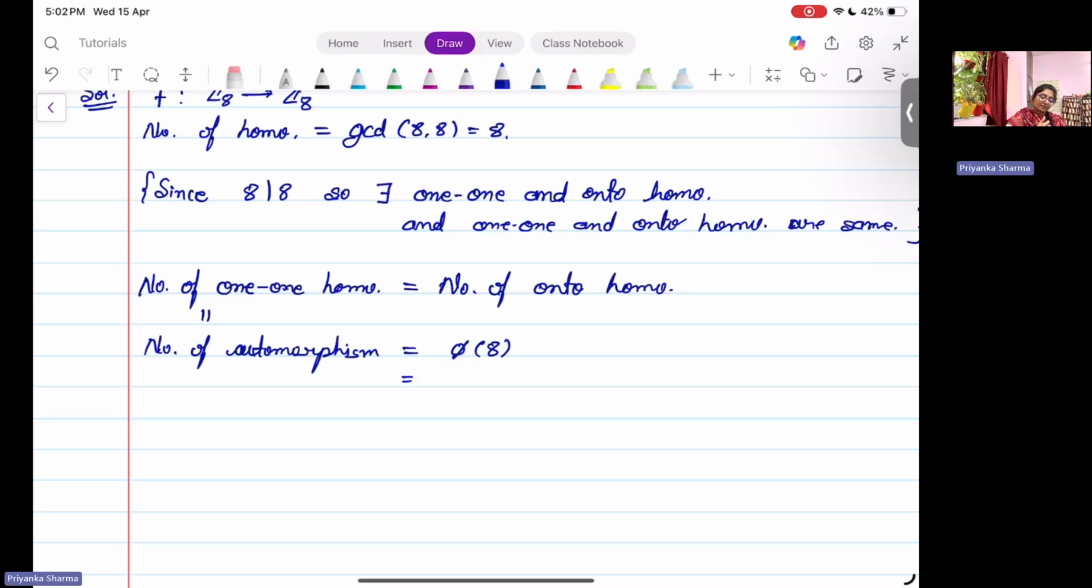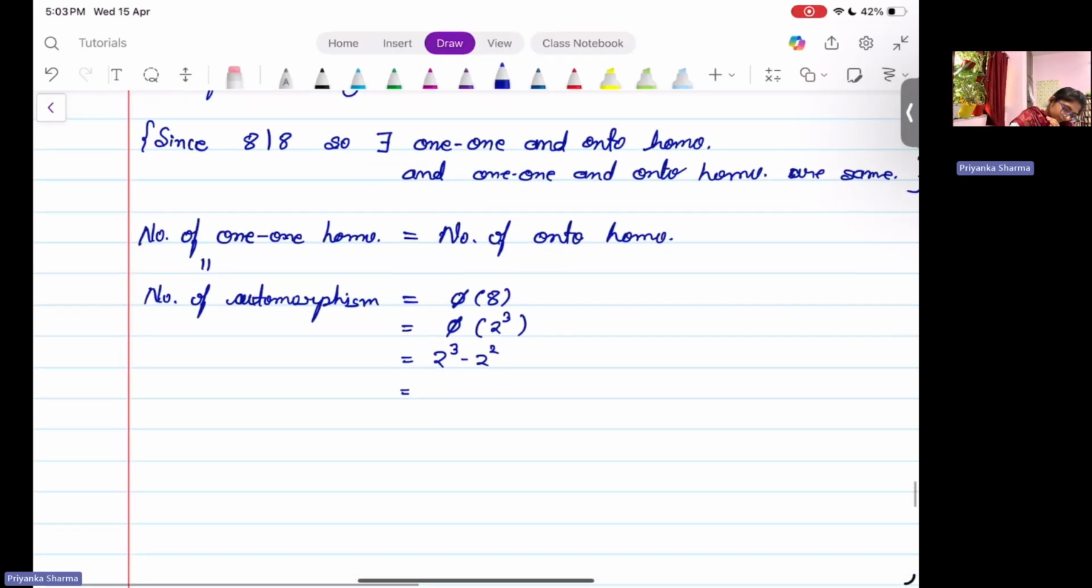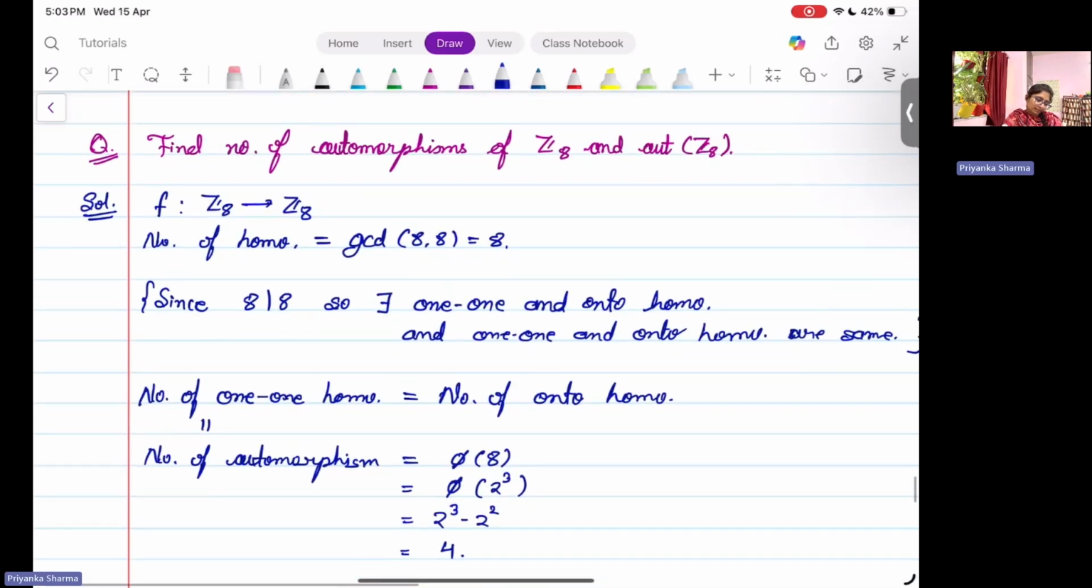What is phi of 8? Let me write how to calculate it. This will be phi of 2 cube. So this will be 2 cube minus 2 square, that is 8 minus 4, that is 4. So we have 4 automorphisms.